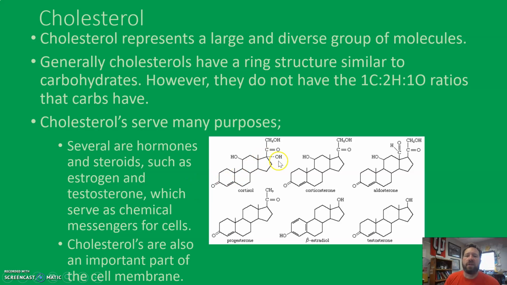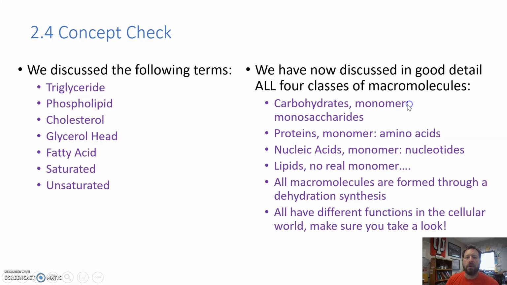So there's a lot of different cholesterols, and they serve a lot of different purposes. One of their main purposes, they serve as hormones, which are chemical messengers. They go around and communicate amongst your cells. Estrogen and testosterone, here's a picture of testosterone here, those are pretty well-known hormones that are involved in growth. Cholesterols are also really, really important in the cell membrane. And again, we'll talk about that in the next unit. So those are your 3 types of lipids.